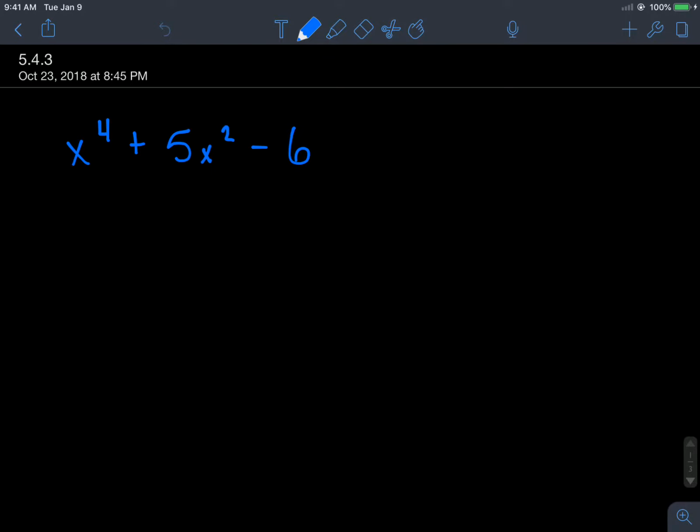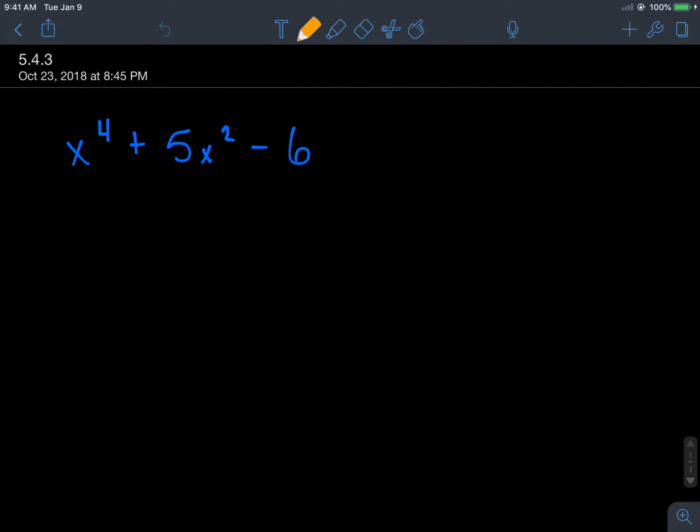This next strategy is factoring things that are in a quadratic form. So they aren't exactly a quadratic, but they look very similar. Okay. So this first example, we have x to the fourth plus 5x squared minus 6.